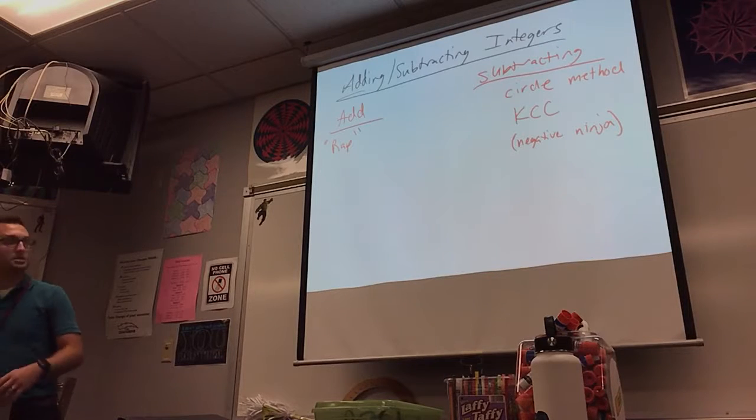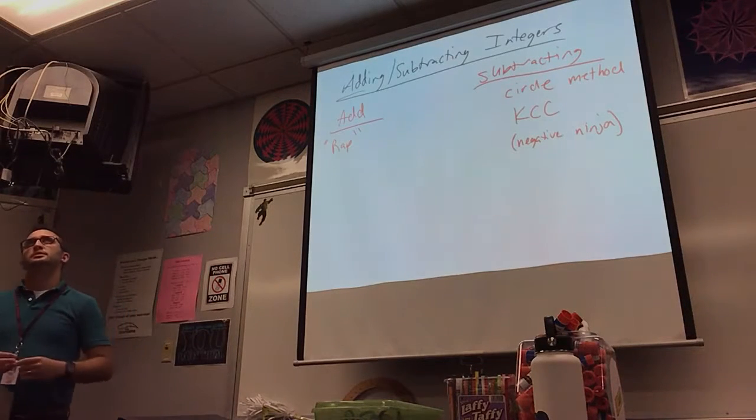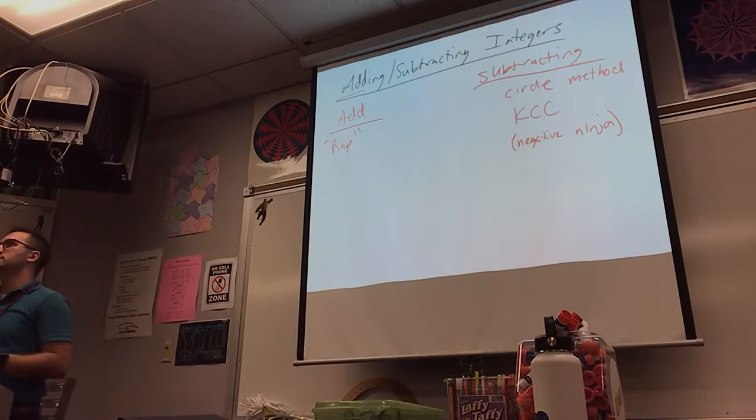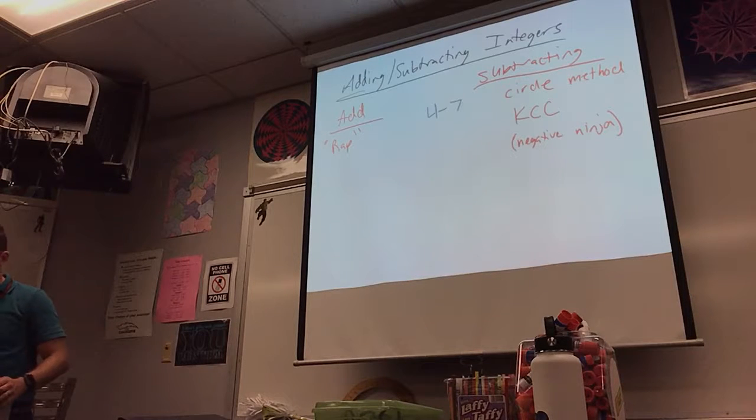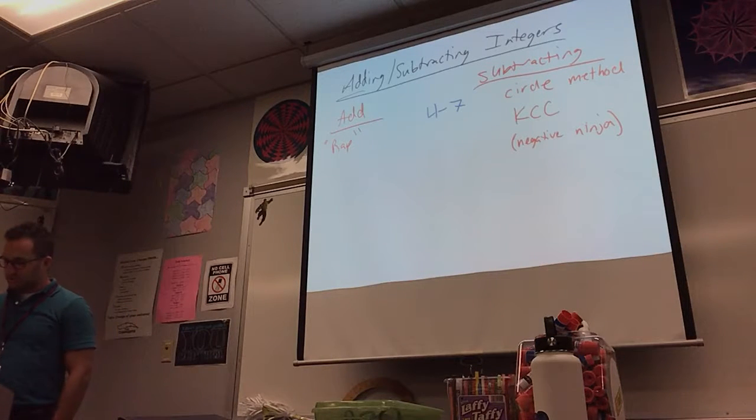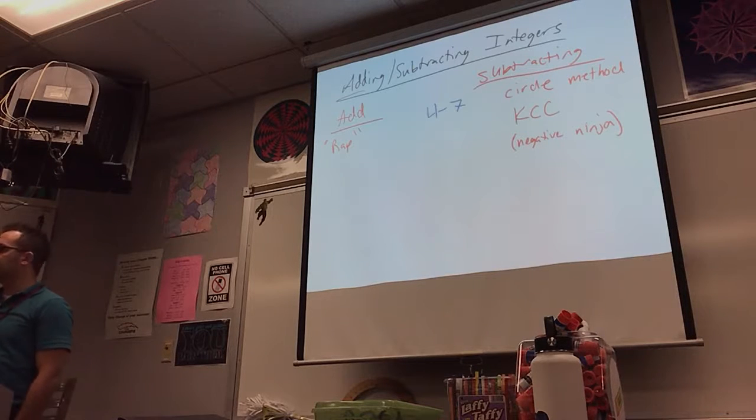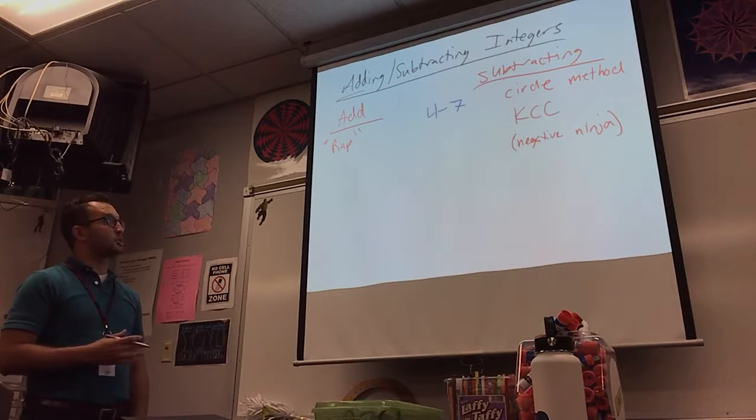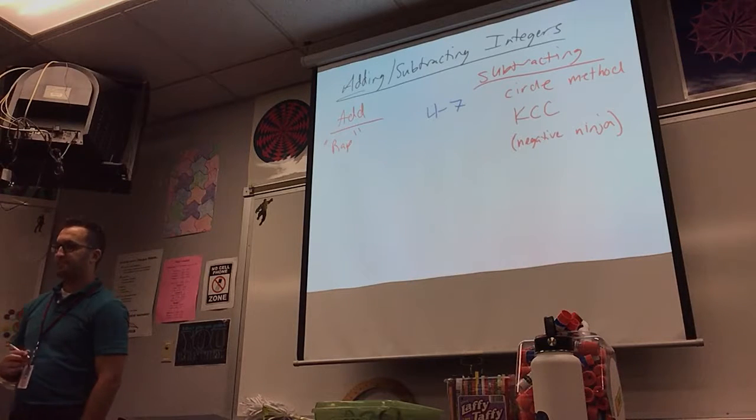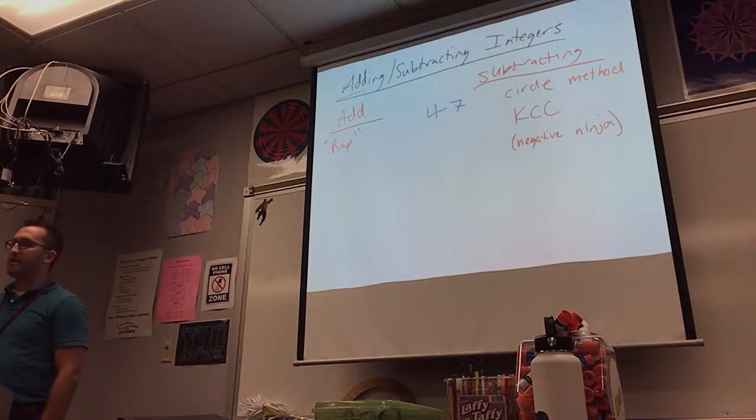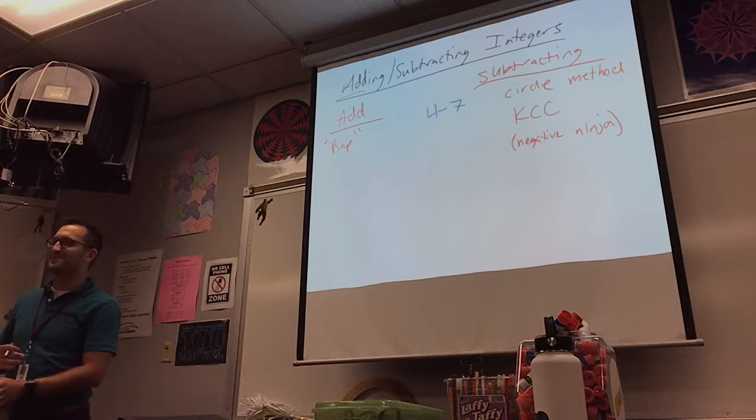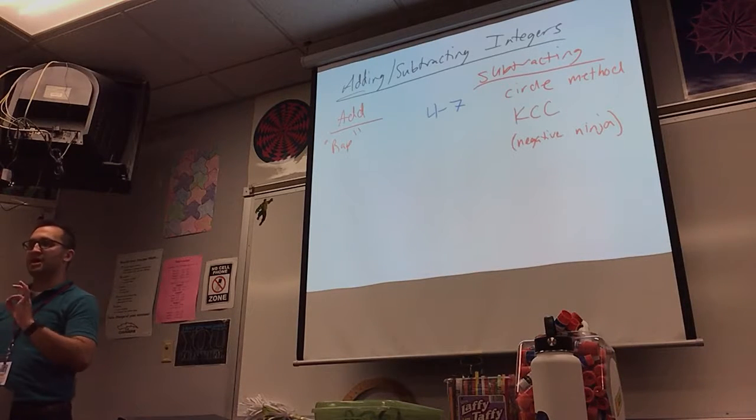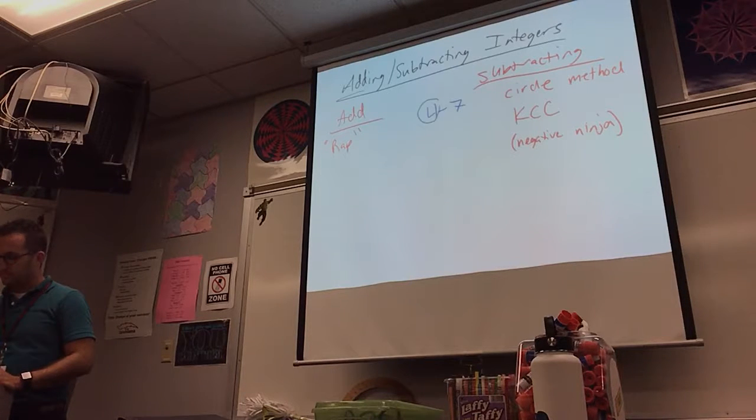Now, I just want to do one example of each using something pretty easy. Let's do 4 minus 7. That's a subtraction problem, right? Let's use the circle method first, since that's the first one we have listed. What's the big key takeaway when we do the circle method with 4 minus 7? We circle the 4, the minus, and the 7 at the same time.